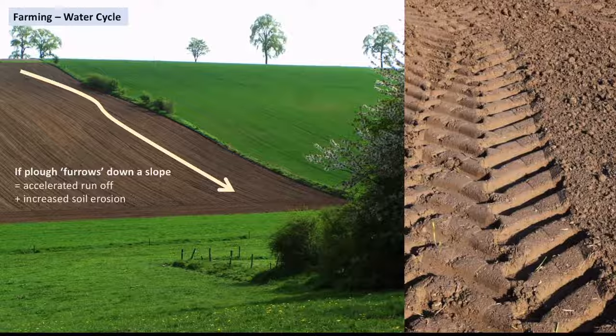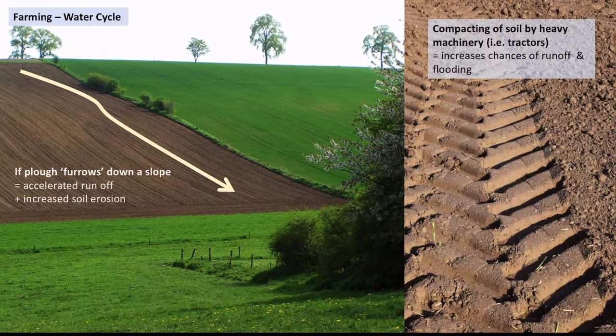On the right hand side, we can see a tractor's been over this land, and therefore because of the heavy weight of that tractor, it's actually compacted it. If I get compacted soil, therefore it's harder for the water to infiltrate in, increases the chances of runoff, and so you might get water moving from that area quickly to a stream, which would cause localized flooding.